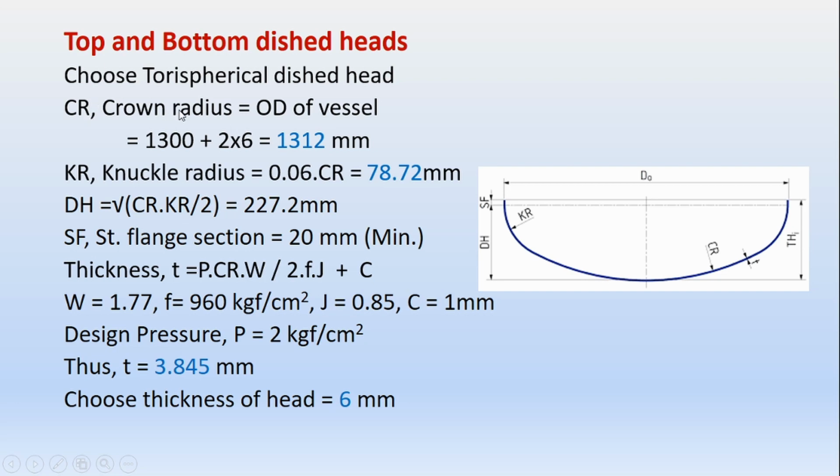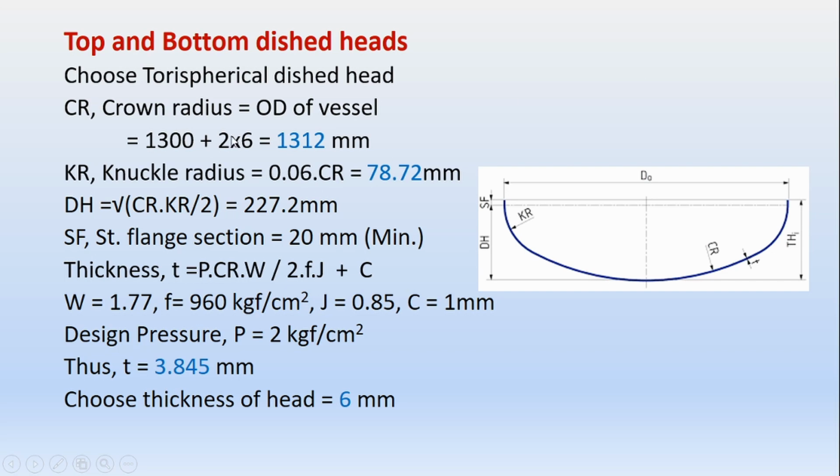Crown radius CR is equal to the outer diameter of the vessel. So this diameter is equal to the outer diameter of the vessel. You have to take the center point of the head, find out the external diameter, and then draw a line of that diameter. Then you can draw the crown radius using that diameter.